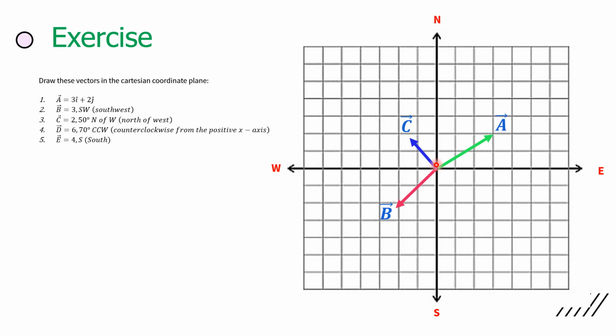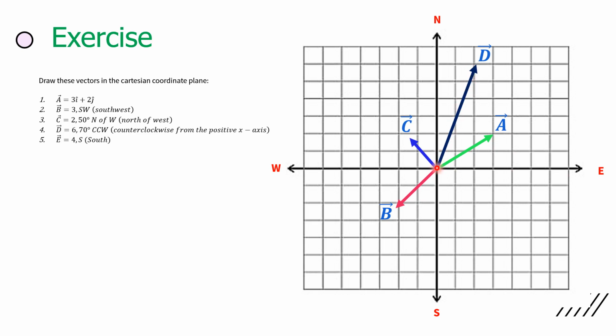Okay, and then we have vector D, which has magnitude equal to 6 units and is directed 70 degrees counterclockwise from the positive x-axis. So when we say counterclockwise from the positive x-axis, we measure this angle from the east, from here. So we measure a 70-degree angle going to the north or counterclockwise. That means our vector D is located here, 70 degrees from the positive x-axis and has length equal to 6 units.